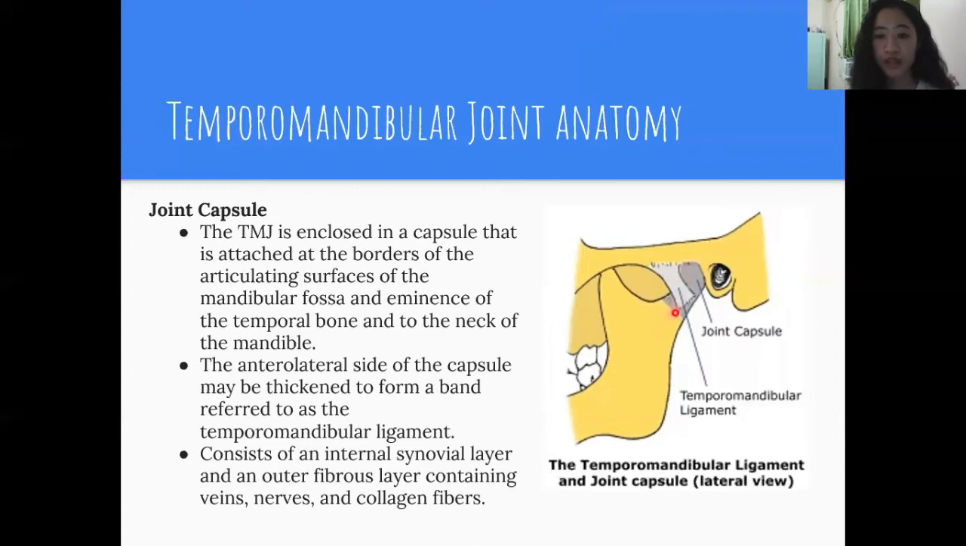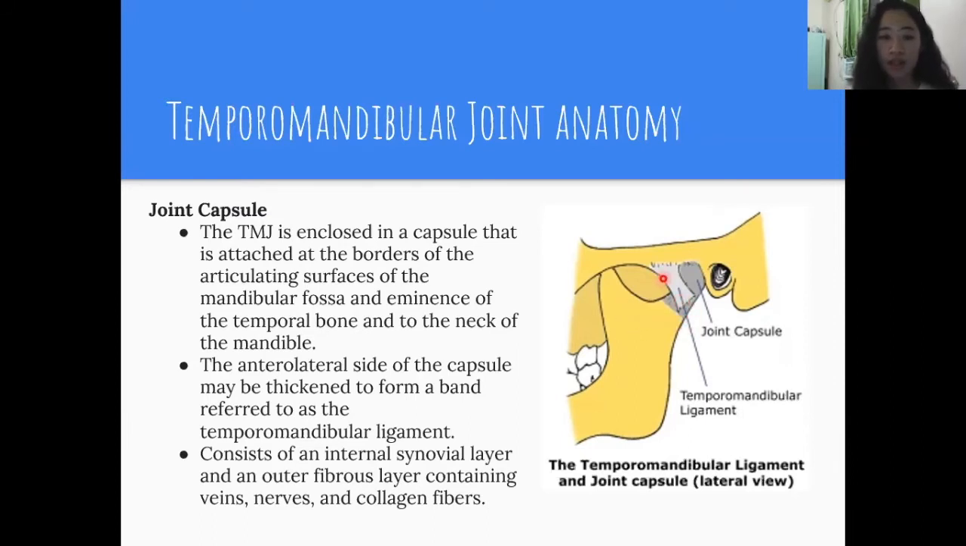The capsule consists of an internal synovial layer that surrounds the bones and their articulating surfaces. This thin membrane secretes a fluid, synovial fluid, which lubricates the joint. It also has an outer fibrous layer containing veins, nerves, and collagen fibers.